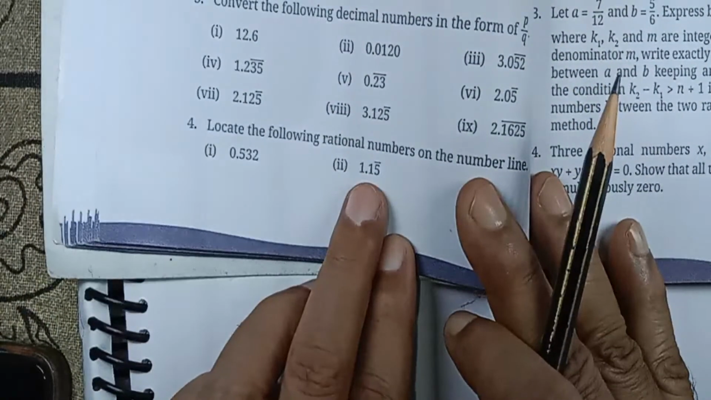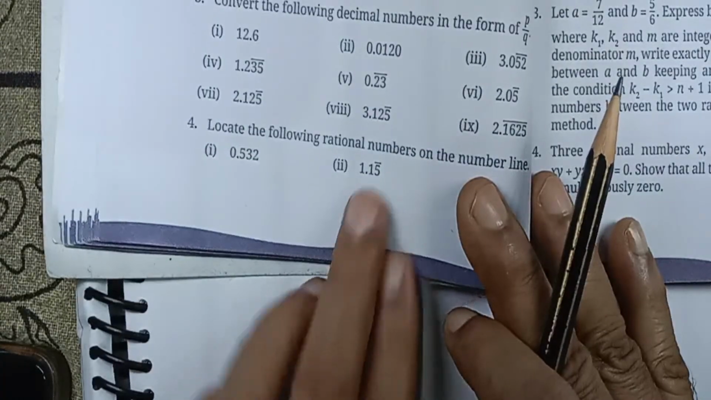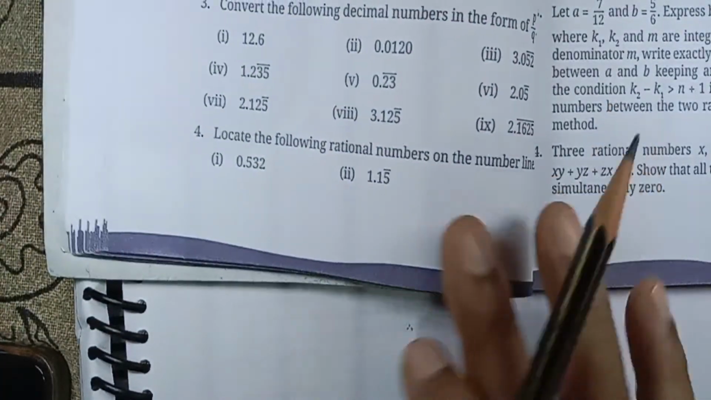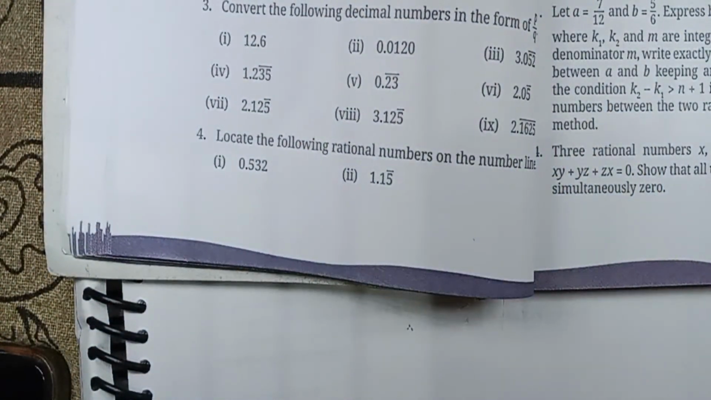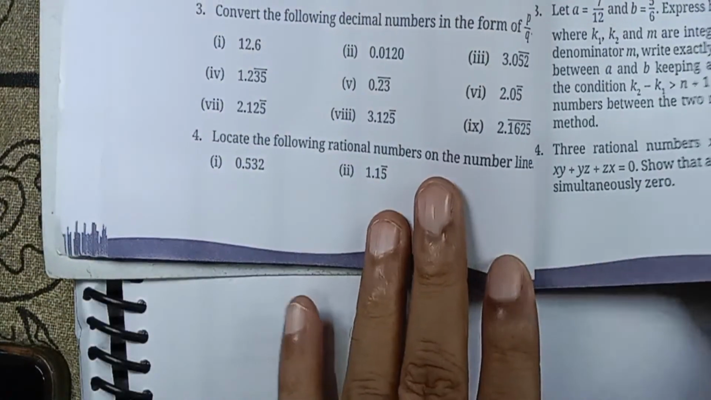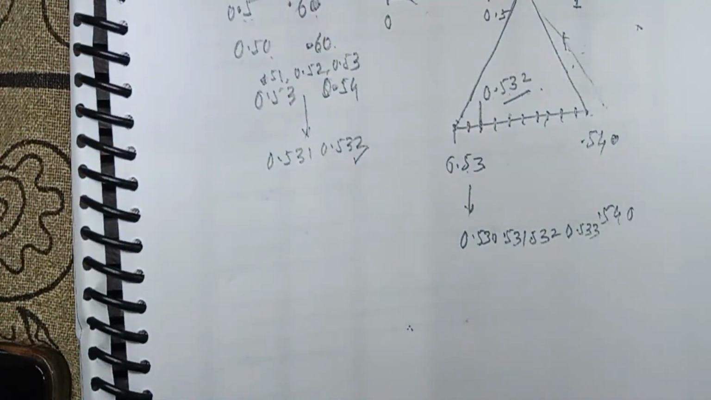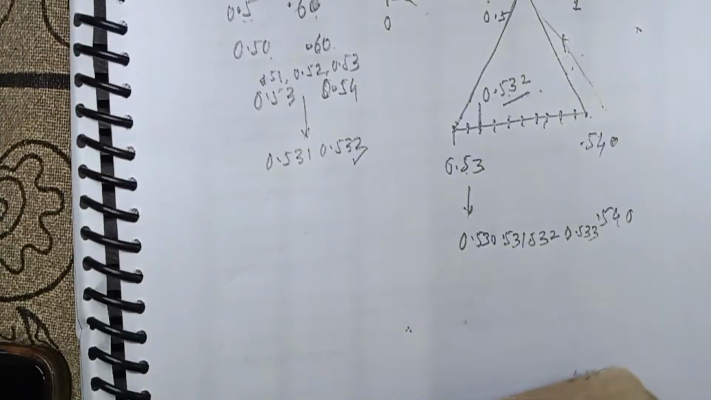Achha, next question was 1.15 bar. 1.15 ऊपर बार. इसको बता देता हूँ. ये भी पुराना एनसीईआरटी बुक में है, देखो.